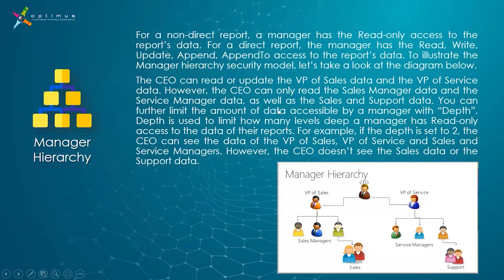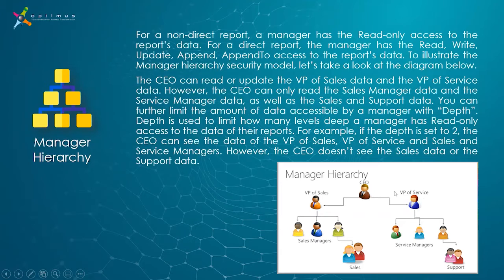Let's see this example. Basically we have a CEO, and with the manager hierarchy he can read and update the VP of sales data and the VP of service data. So I have the CEO here, and I have the VP here, and I have the other VP here. So the CEO is able to read and modify the records of the VP's users.